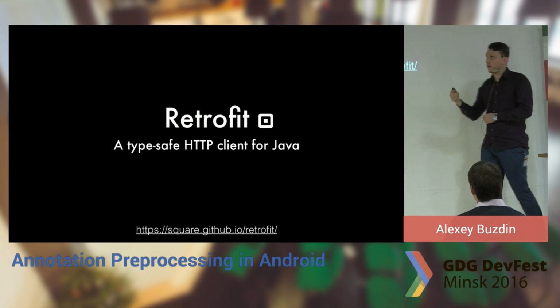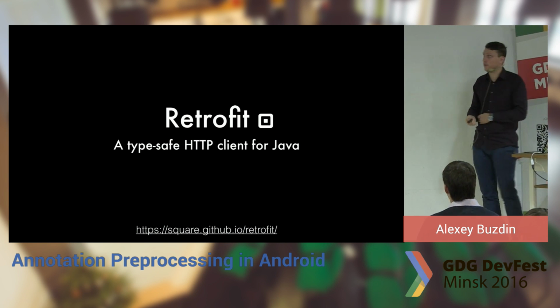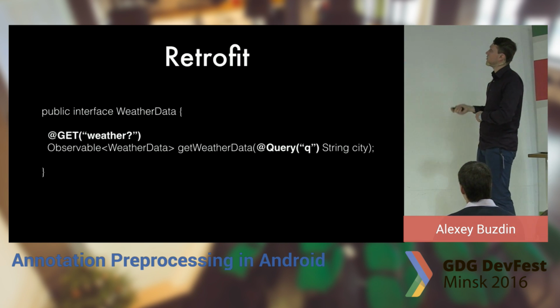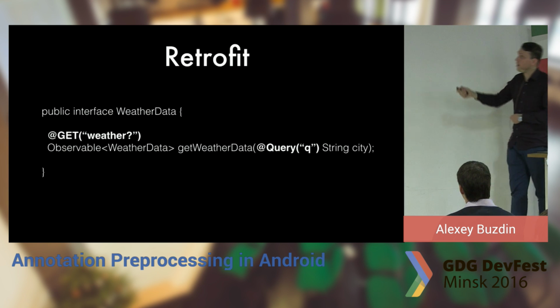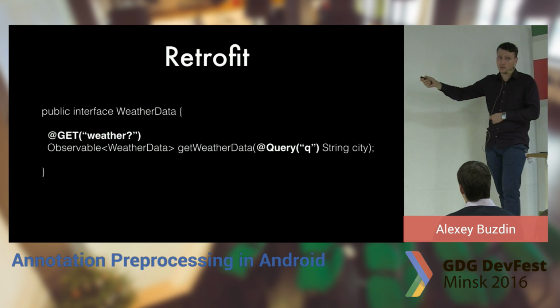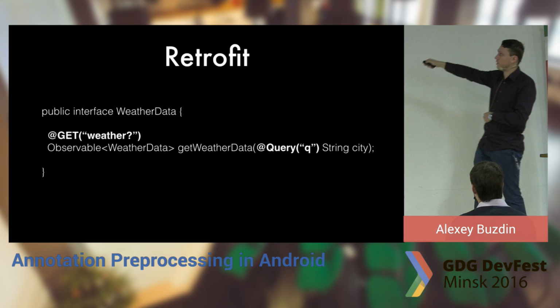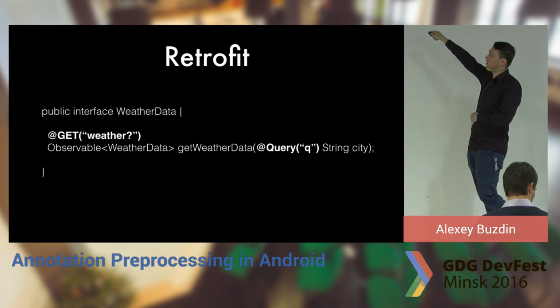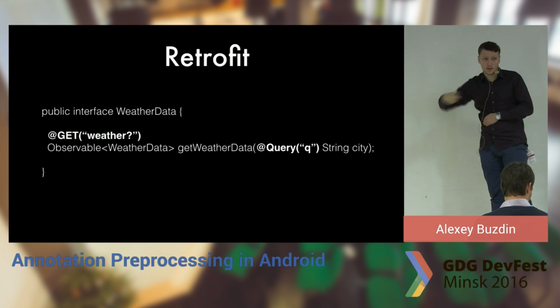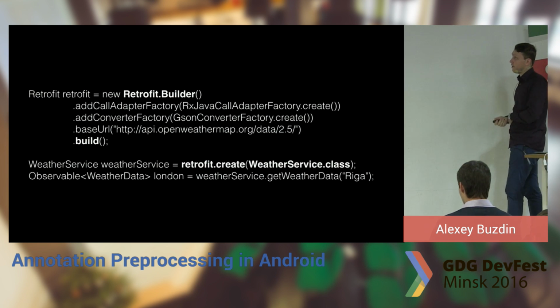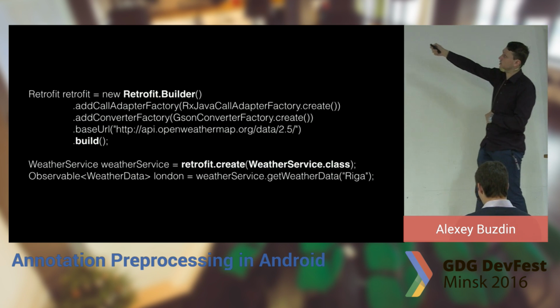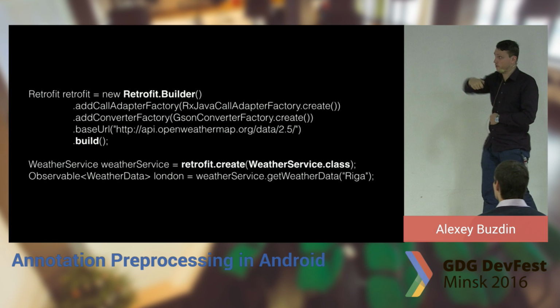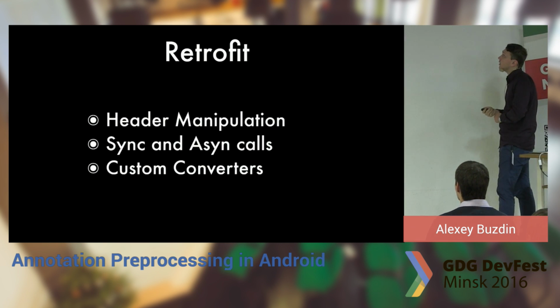So Retrofit, again, cool library, and it also uses annotation preprocessing. I think most of you have worked with it. Here they have these annotations, which are get, post, etc. And they are getting this interface and creating a source file for that. But we don't work with it because it's somewhere hidden inside the builder class in Retrofit.